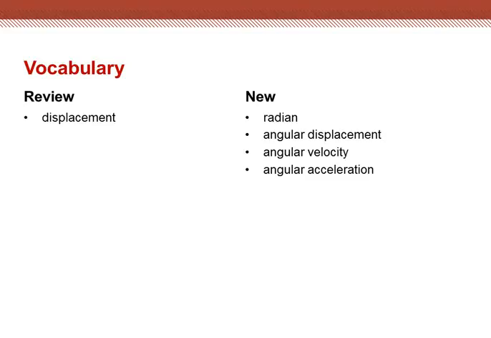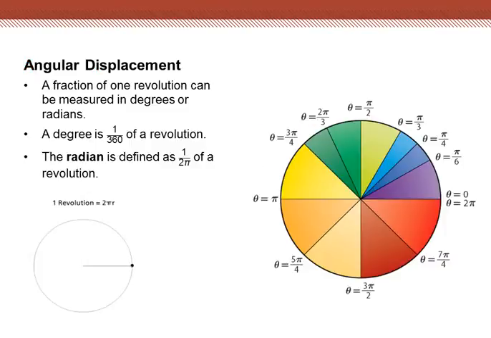Some review vocabulary will be the term displacement, like we used in kinematics, but now we're going to look at it in a different sense. And some new terminology, or maybe review from some math classes, would be something like radian, angular displacement, angular velocity, and angular acceleration. So let's first talk about angular displacement.